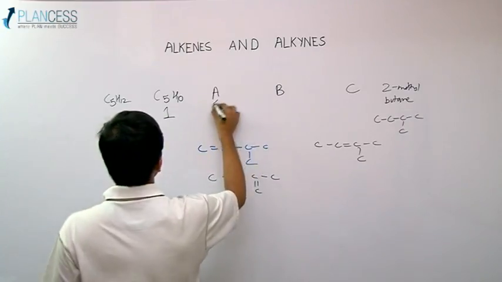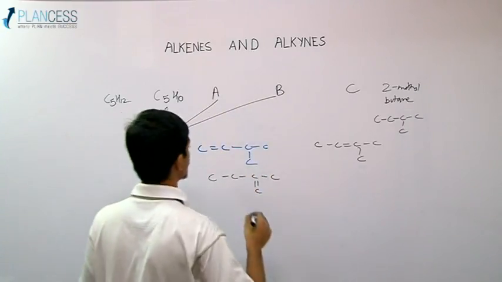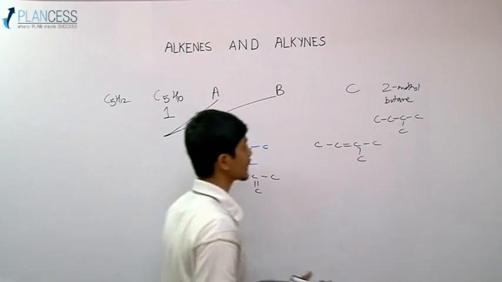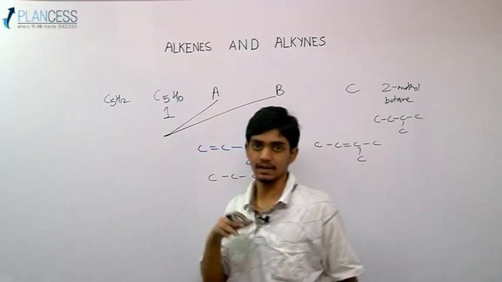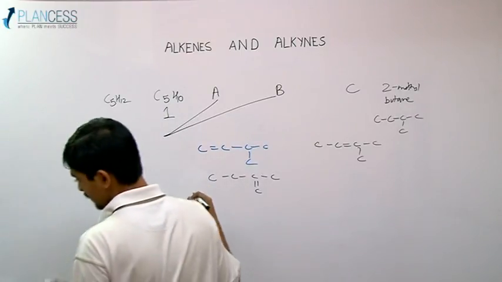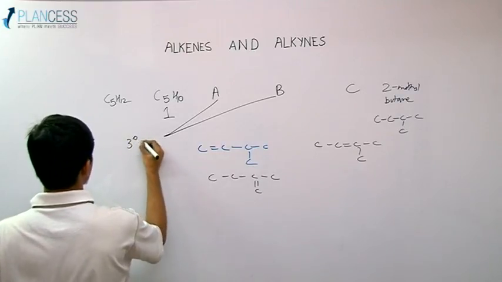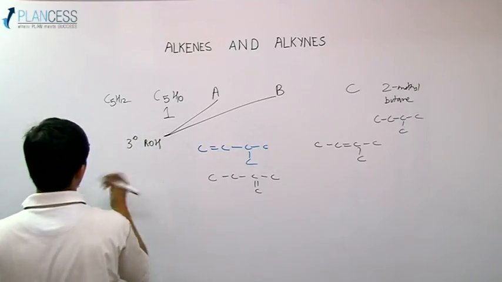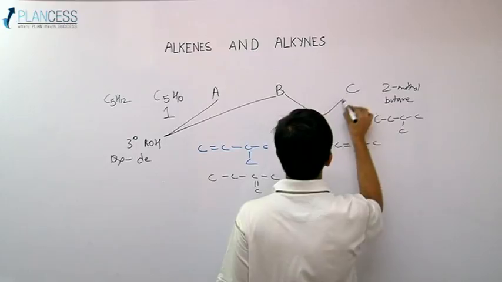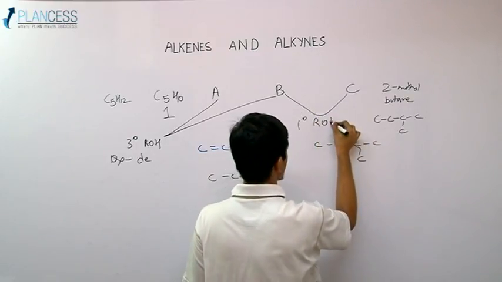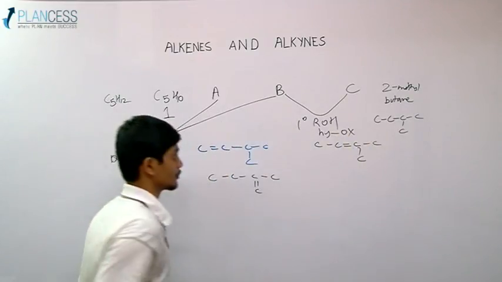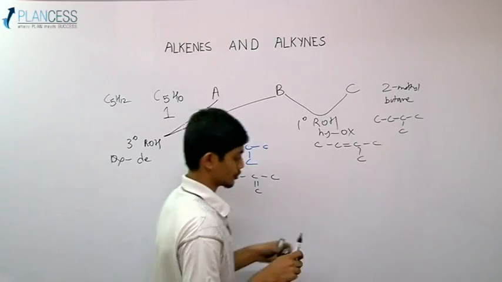So now we have to use the clues to identify which one of them is A, B and C. In this way we proceed: we select some clues, we find out whatever we can through those clues, and then we look for new clues. Now the clues given to us are: A and B give the same 3-degree ROH on oxymercuration, demercuration. B and C give the same 1-degree ROH on hydroboration oxidation.